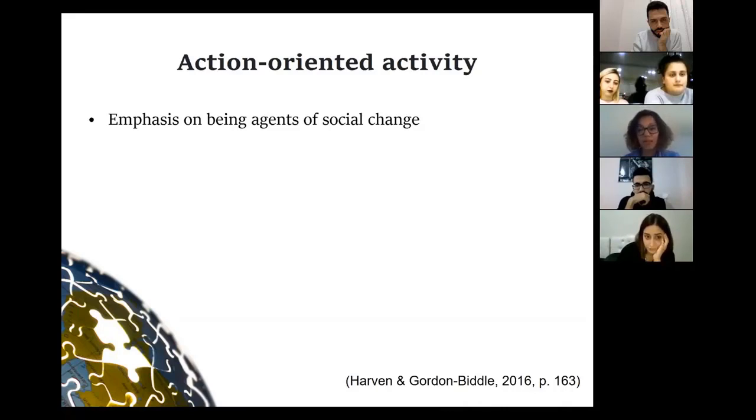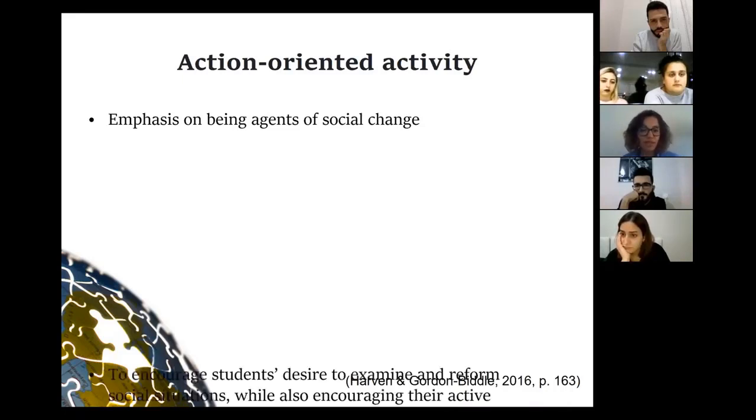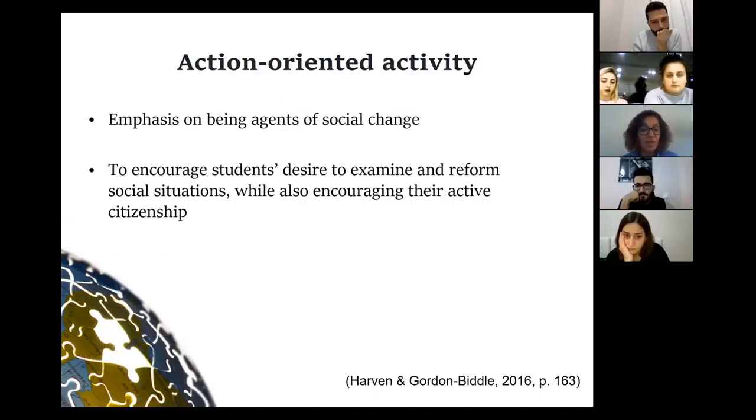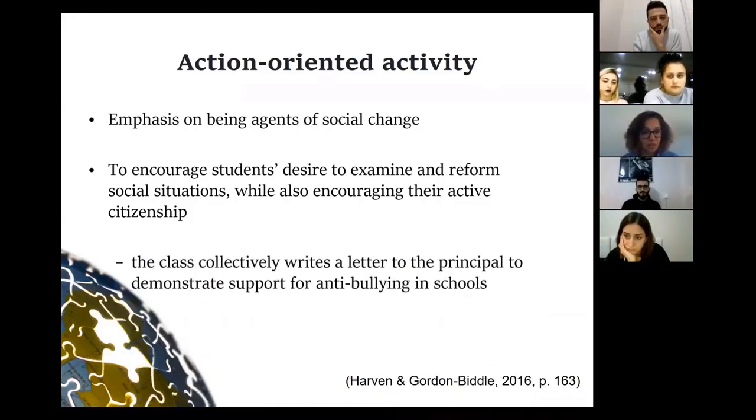And that's why we encourage you to do your own social responsibility projects, but give that opportunity to your students as well. Give them the opportunity to do something towards social change. So get them encouraged to examine and reform social situations, but also encourage their active citizenship. And you can do very small assignments or tasks to do so.